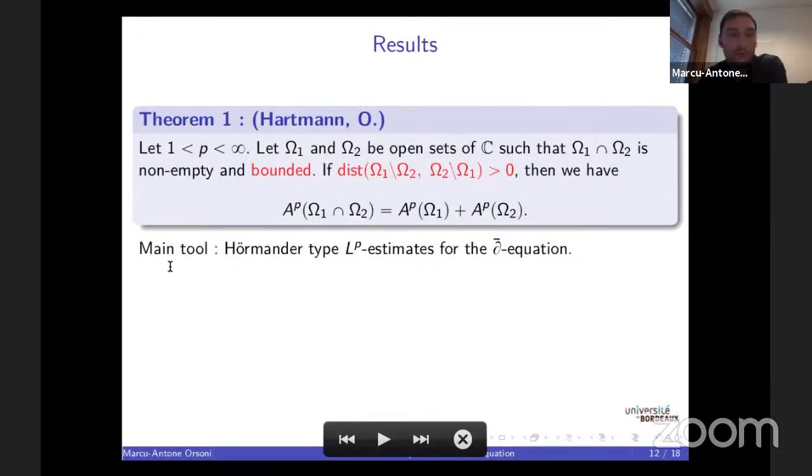And the main tool is the Hörmander type L^p estimate for the d-bar equation. So now all the results are complex analysis results.